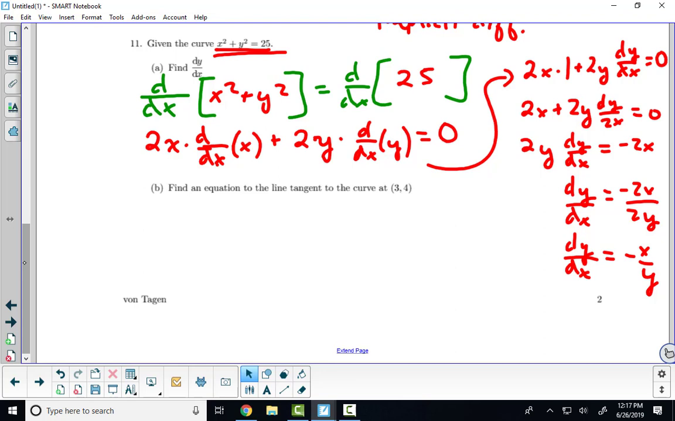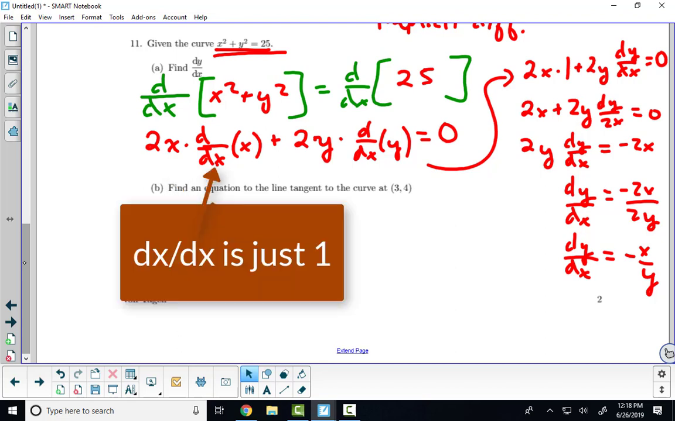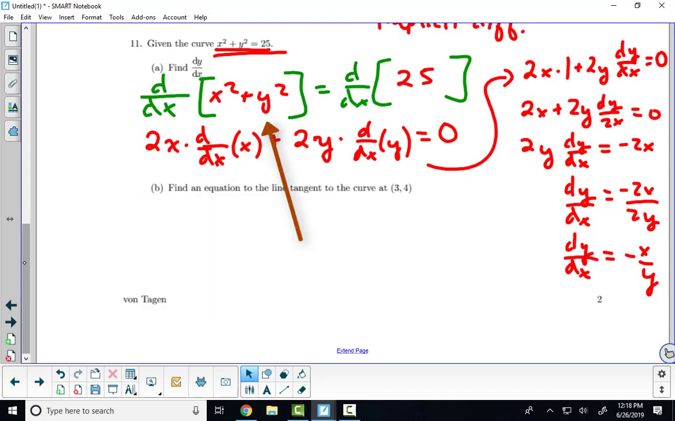Took the derivative. Did I write dy/dx? What did I write? d/dx, which is take the derivative of what's inside the parentheses. Then here I took the derivative of the first term, which was x squared, and if I wanted to I could put dx/dx, but of course what is dx/dx? It's 1. But over here, when I take the derivative of y squared, it is 2y times dy/dx by the chain rule.